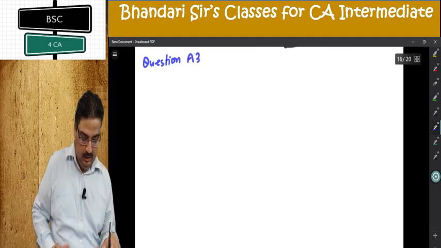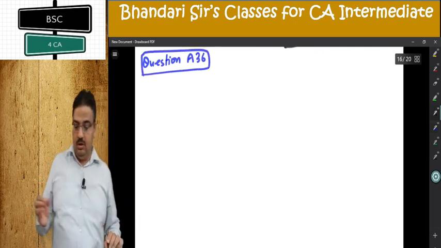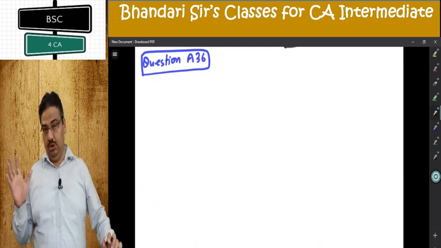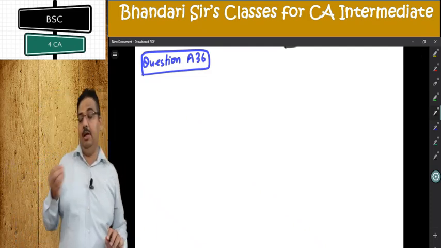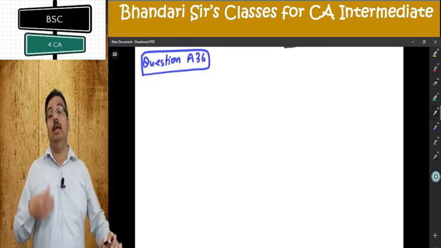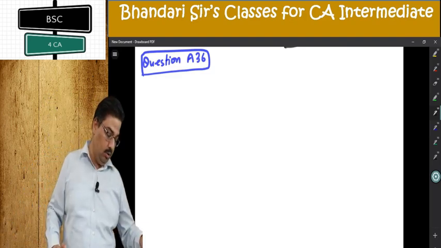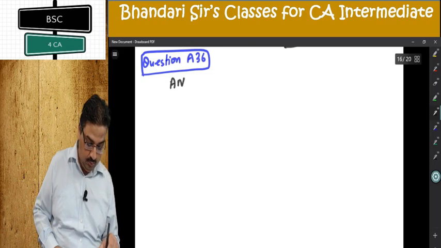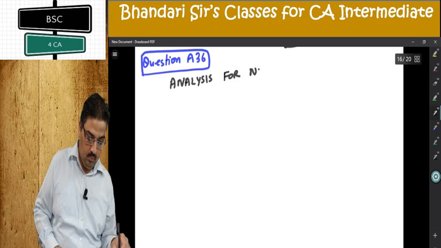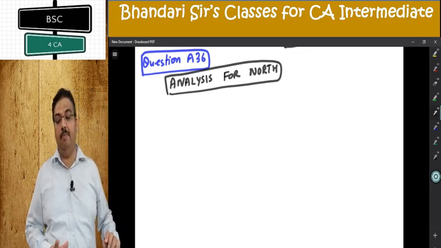Question A36. Now this is a comparatively very easy question. The only thing is, it has to be attempted 3 times: once for north, once for east, once for south, and then aggregate them to get the total. I'm concentrating on north. Analysis for north. Once you understand north, you can do the other areas in exactly the same manner.